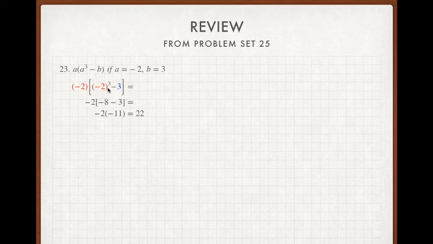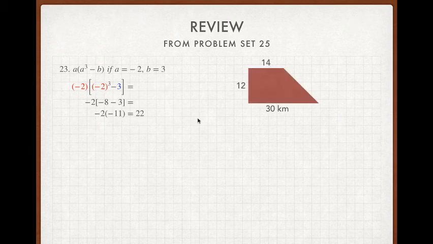Notice we have to put the parentheses around the negative 2, or we might do this wrong. Negative 2 cubed is negative 2 times negative 2 times negative 2, which is negative 8. Then inside the parentheses we subtract, and get negative 11. Negative 2 times negative 11 will give us 22. The next one is 24, where you had this trapezoid that you were supposed to find the area of.